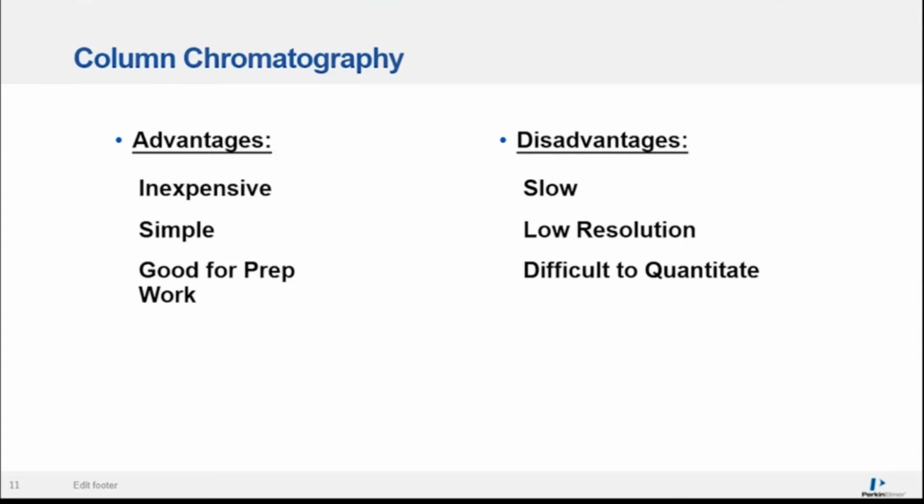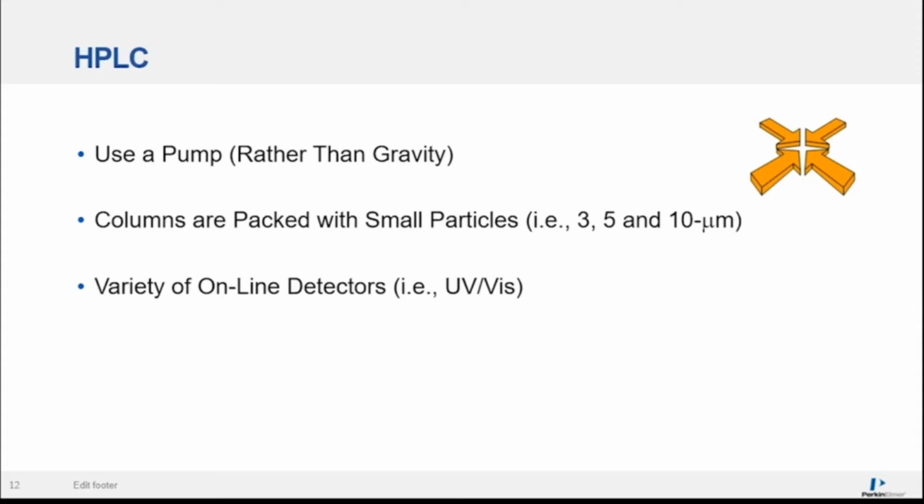Well, one thing we could do is use a pump. And rather than gravity moving the liquid through the column, let's use a pump to push it through. Our columns, rather than using something that we grind up in a mortar and pestle and then pack, why don't we use very small particles that we pack under higher pressure? And then finally, instead of having to collect fractions and take them to some offline technique, let's bring a detector in line with the column, such as a UV-vis spectrophotometer.